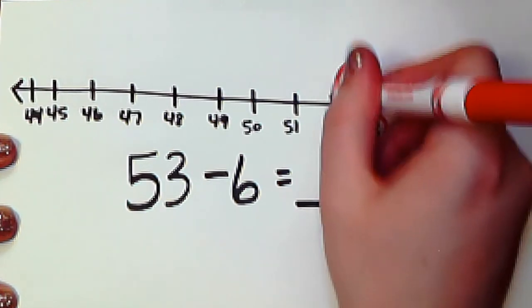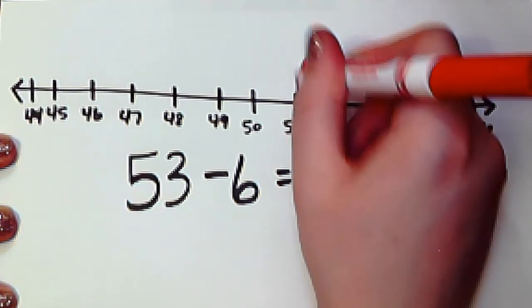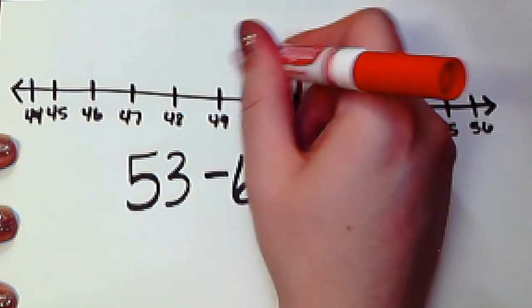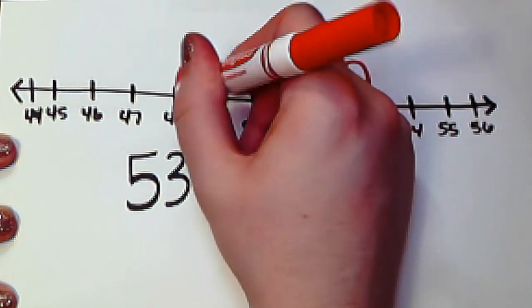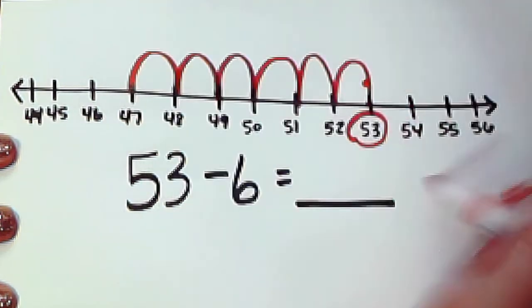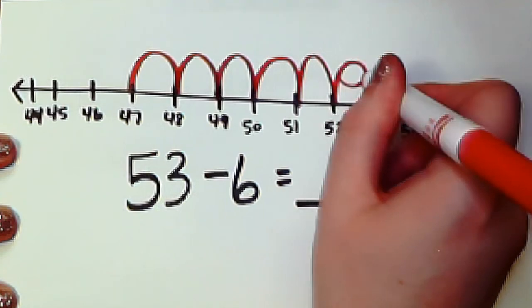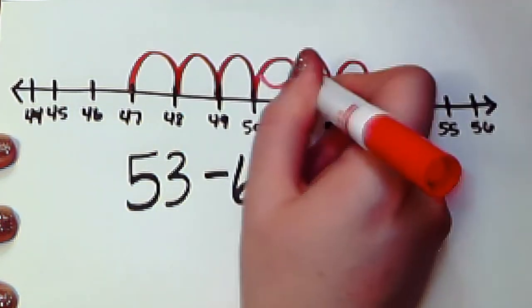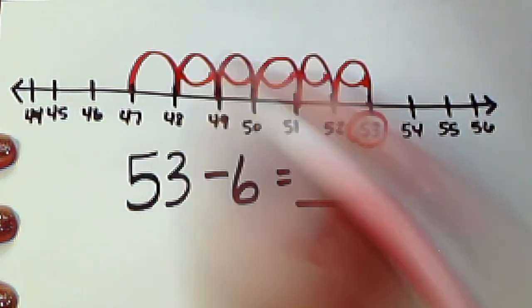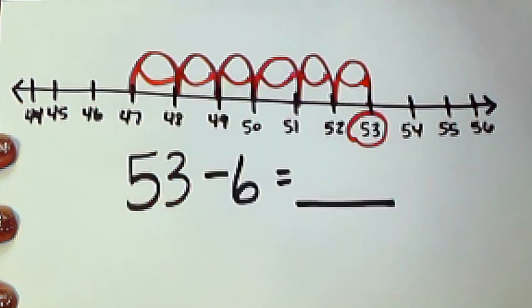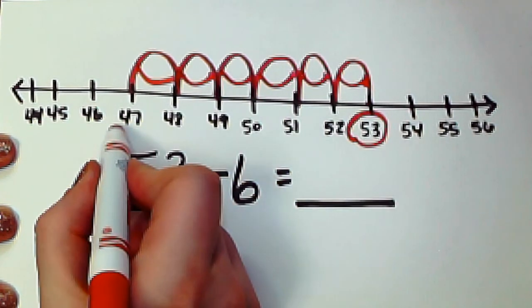1, 2, 3, 4, 5, 6. Double check our work. 1, 2, 3, 4, 5, 6. Looks like we landed on 47.